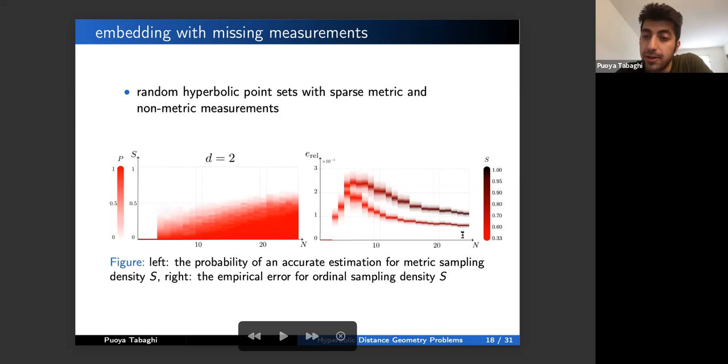It goes down. Also, this is a sparsity level, we get to have sparser and sparser measurements the more number of points we have, right? So it does a good job for metric and non-metric measurements for just purely hyperbolic point sets.